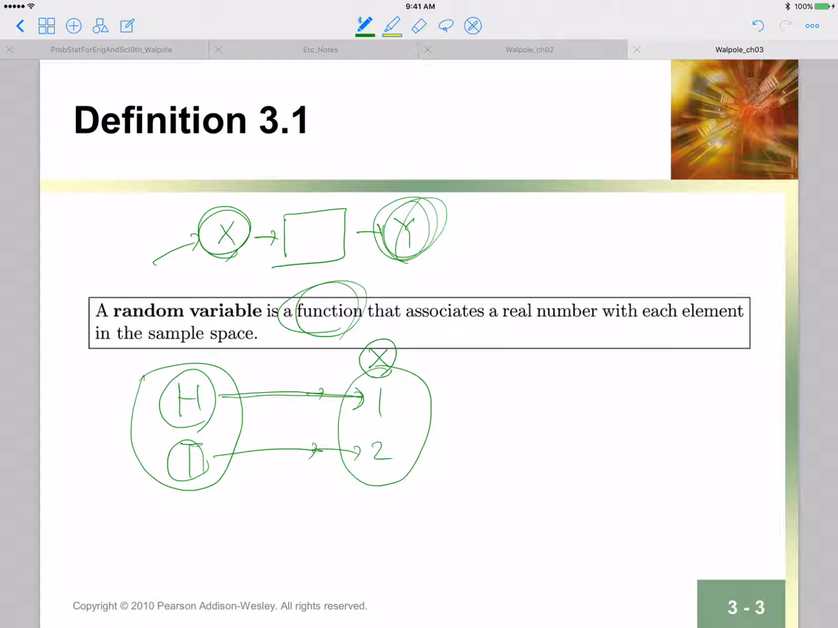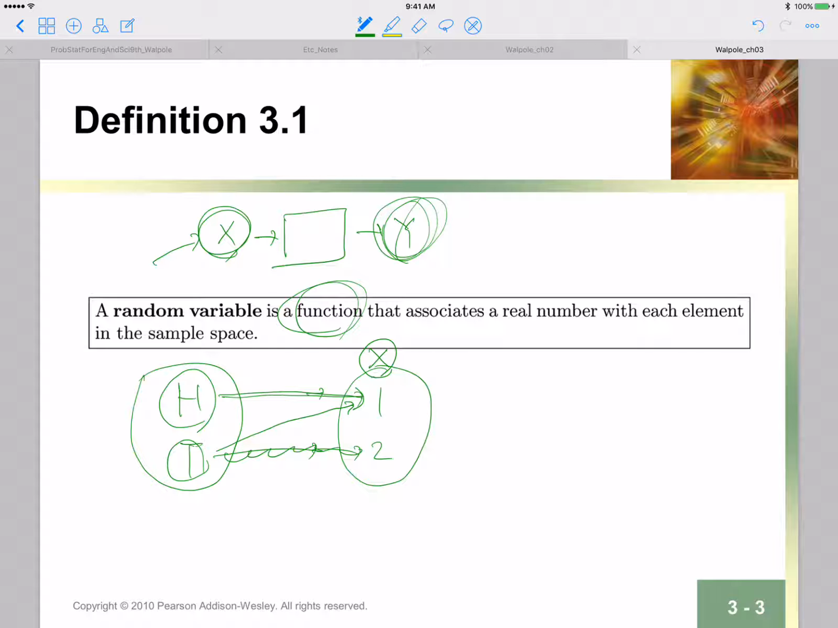But in this case, how about this type of mapping, where both h and t are mapped to the same 1? Can we call that a random variable? Or, in other words, can we call that a function? Is it a function or not? Yes, it is a function.